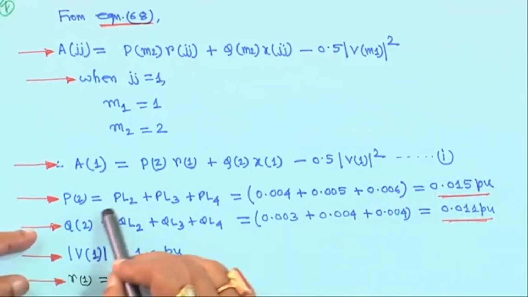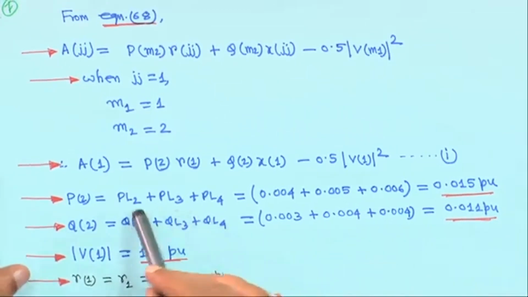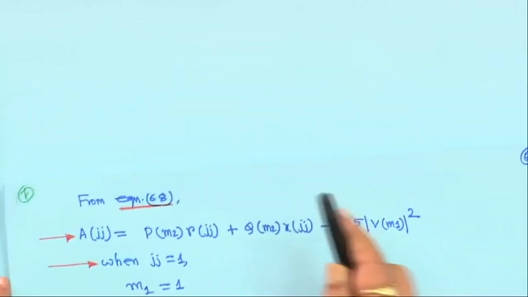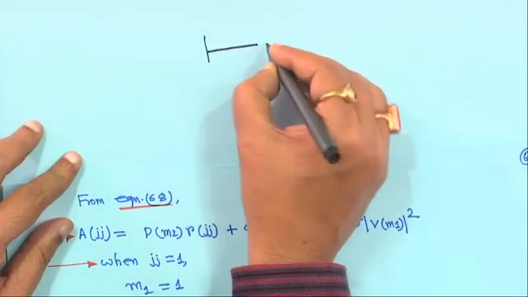So, initially loss of all the branches are neglected, therefore, total load fed through this node will be PL2 plus PL3 plus PL4. Just repeating this, look, we have taken a very small example, right.